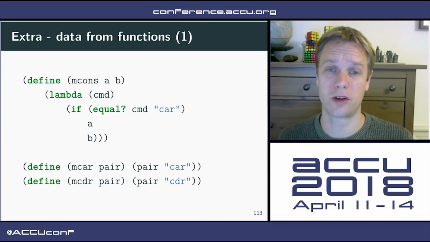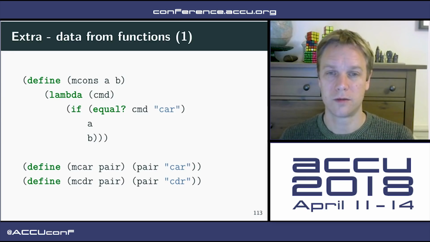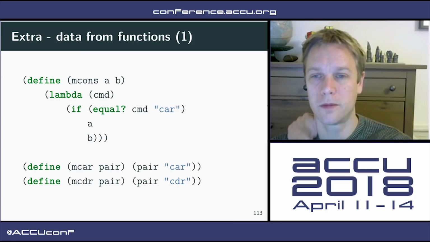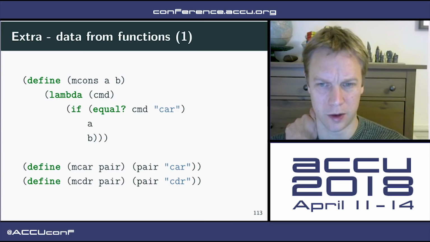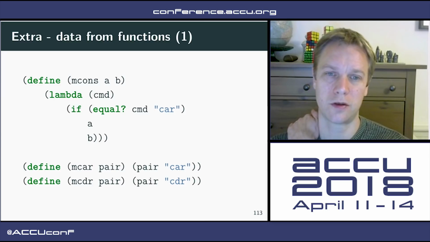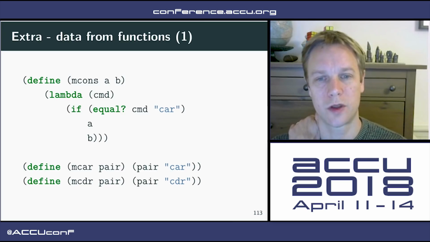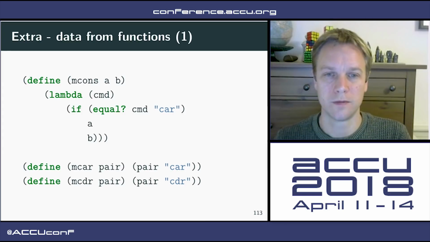I'm going to write a function called mcons, which takes in two arguments, and the return value of that function is a function which takes in an argument called cmd. If cmd is equal to car, we return A, and if cmd is not equal to car, we return B. So I've made a function called mcons, which takes in A and B, and it returns a function which itself might return A or B. So it's using the closure property of functions.